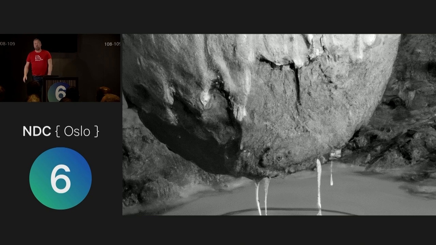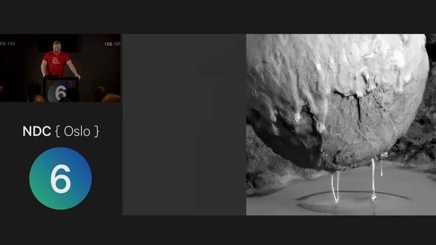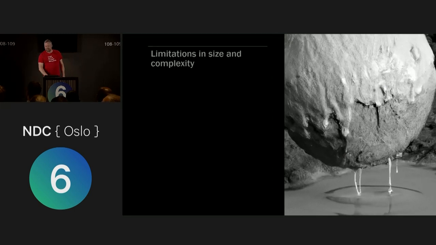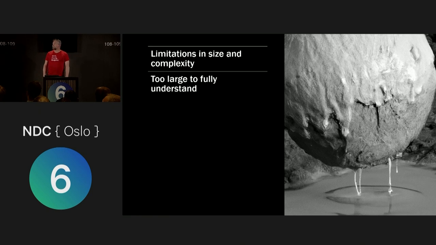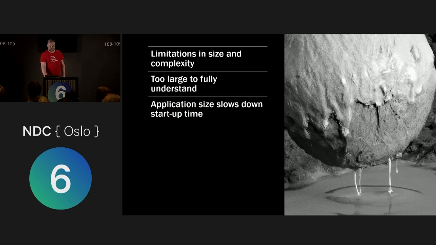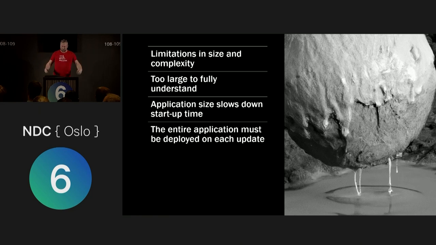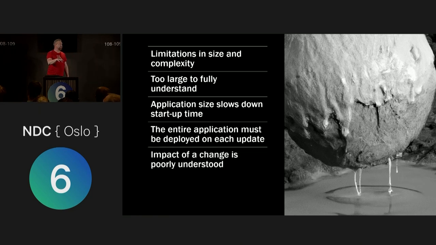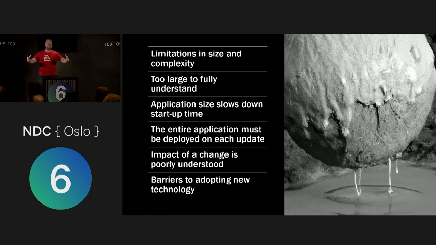And so we have the Norwegian arm in our code, where this part of the code goes, oh, that thing, I'll just attach myself to that. And every change risks breaking 1,000 things. So this is not a good place either. There are limitations in the size and the complexity in the monolith. They're too large to fully understand. You can't keep the monolith in your head, necessarily. The size of it slows down the startup time. You have to deploy everything at once, which might or might not create problems. And very often, the impact of a change is poorly understood. And of course, since everything is in one application, you're limited in adopting new technology, because you can't necessarily do that without changing everything. These are problems that people bump into.